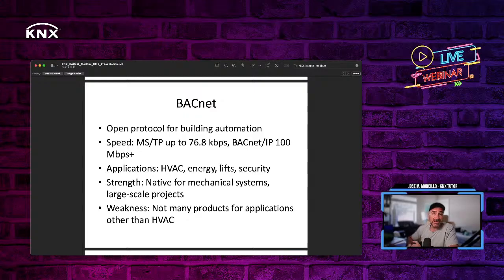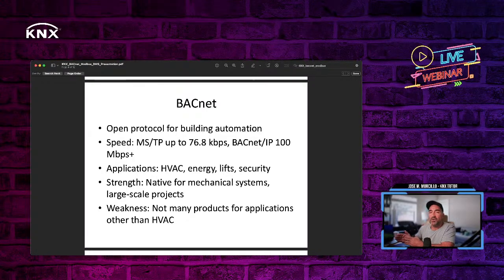For energy, we can also find many energy managing solutions that can talk to HVAC, lifts and security devices as well. The main strength is that it's native for mechanical systems, and it's also great for large scale projects. We can go over IP to all the floors we want, or all the buildings we have. Weakness: not many products for applications other than HVAC compared to KNX.